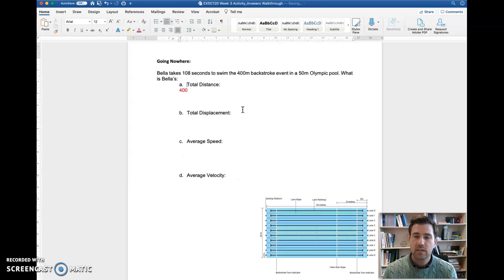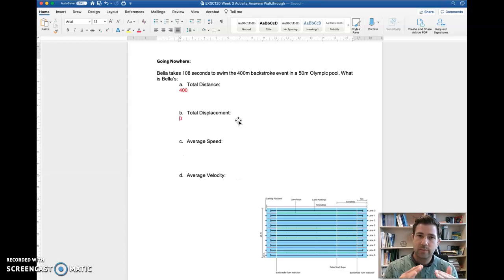Now, as you know, sometimes distance is the same as displacement. So if we do a 100-meter sprint on a track, for example, distance and displacement are both 100 meters. But in a 50-meter swimming pool, we're swimming back and forth, back and forth. So 400 meters actually gets you back to the same spot as you started, and therefore the displacement of Bella during this race would be zero. It's a zero displacement between the start and the finish of that activity.